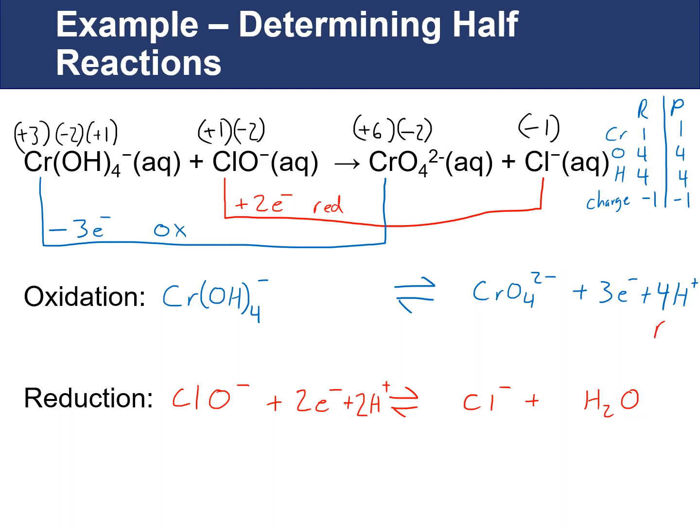So if we look at our reactants and our products for chlorine, oxygen, hydrogen, and then charge, our chlorine on the reactant side, we have 1. We have 1 oxygen, we have 2 hydrogen, and then our overall charge is -1 minus 2 plus 2 would be -1. On our product side, we have 1 chlorine, 1 oxygen, 2 hydrogen, and our overall charge is just from the chloride ion, so that would be -1.